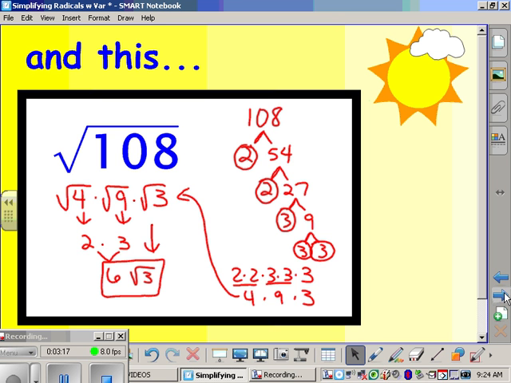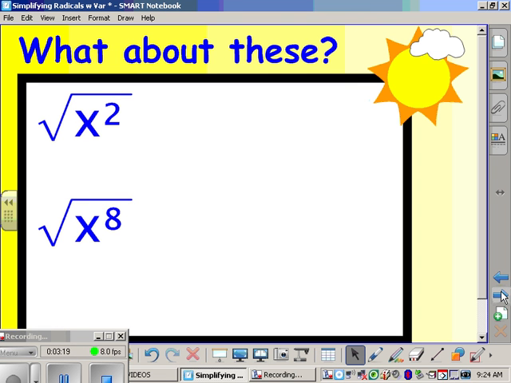Now let's move to variables. Now hopefully you've been exposed to the square root of a variable if its exponent is an even number. To take the square root of a variable, if it's an even number, you simply divide it by 2. So in this case, 2 divided by 2 is 1. Therefore, the square root of x squared is just x to the first, or x.